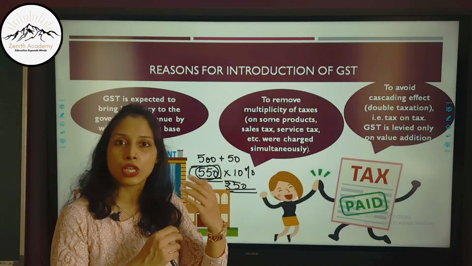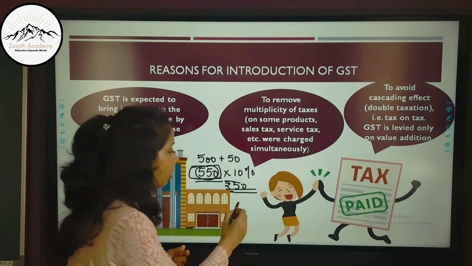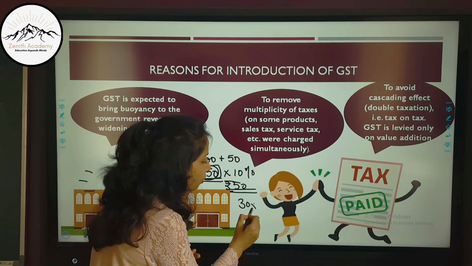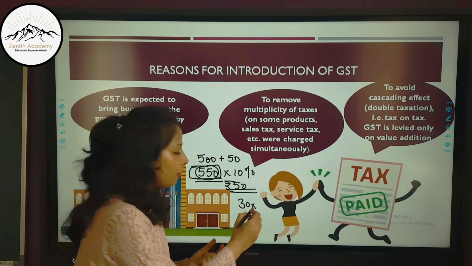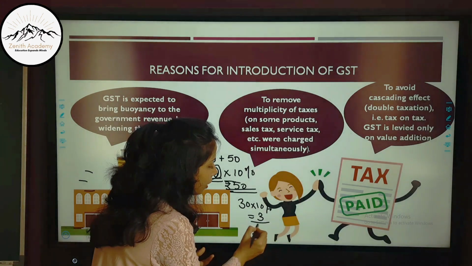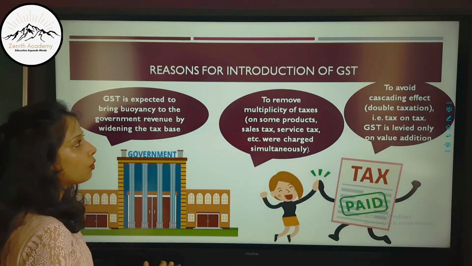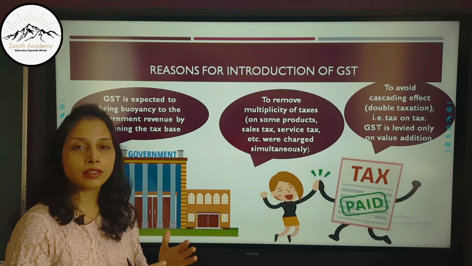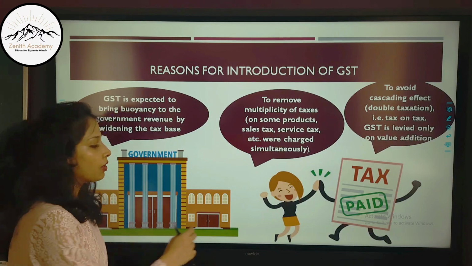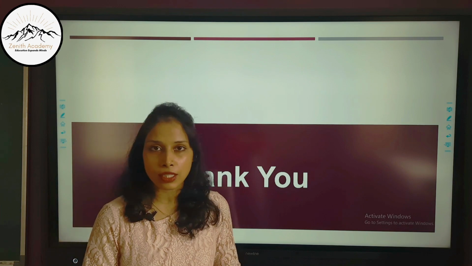And see, since GST is levied on value addition, there will be no cascading effect here. GST was levied only on 30 rupees. If you remember, GST was only coming out to rupees 3. Okay, this is how the whole mechanism of GST works. Now we have completed the theoretical part of GST.